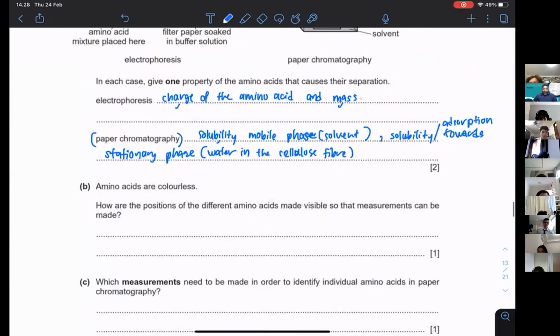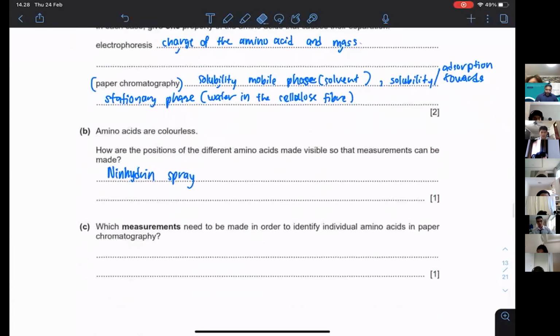Now, amino acids are colorless. So how are the positions of different amino acids made visible so that measurement can be made? This one I also mentioned in the PowerPoint slide. You use the ninhydrin spray. This is going to change the absorption under UV light. Under UV light, it can be seen as blue. Then you can measure.